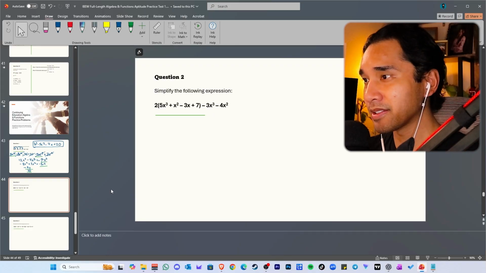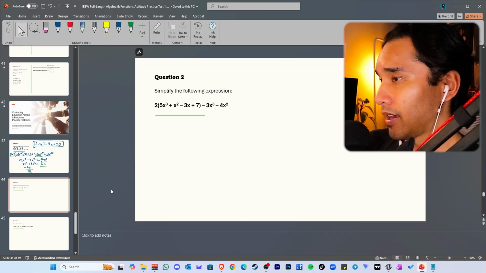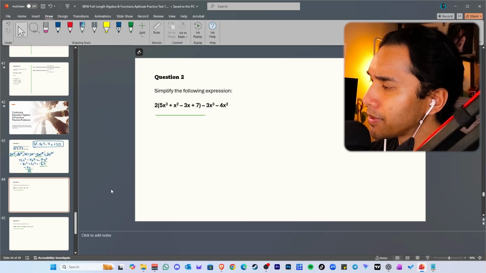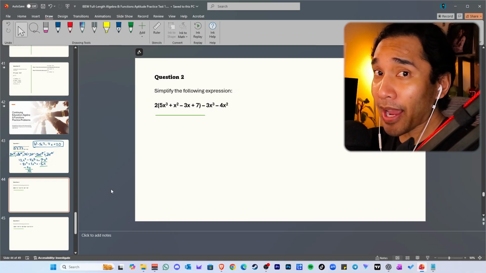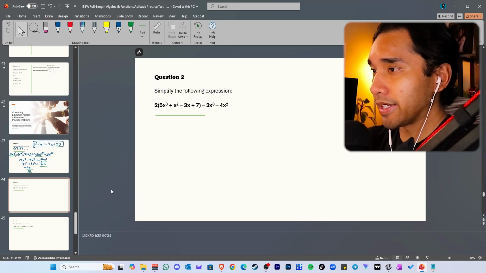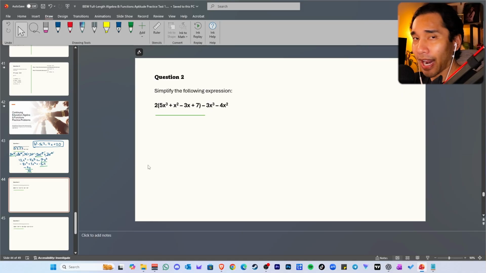Sometimes I make mistakes. It's been a while since I've done algebra like this, and I took the aptitude tests in October or November of last year. I do have a degree in biotech though, so I did complete all the way to Calculus 2 in college. But I digress. Let's go ahead and move on to question number 2.